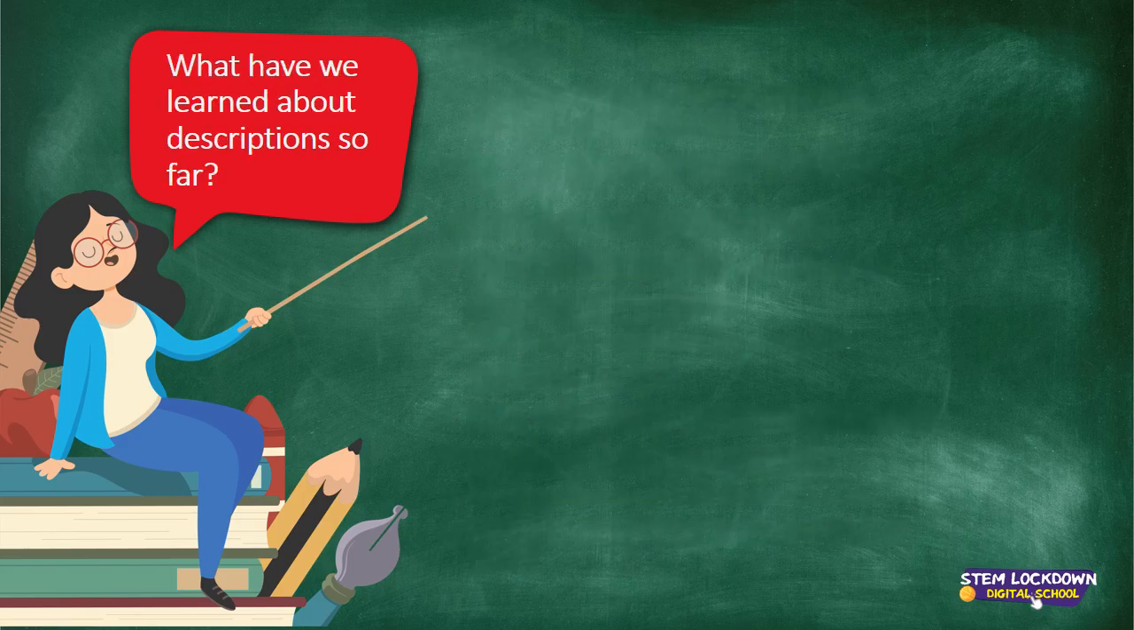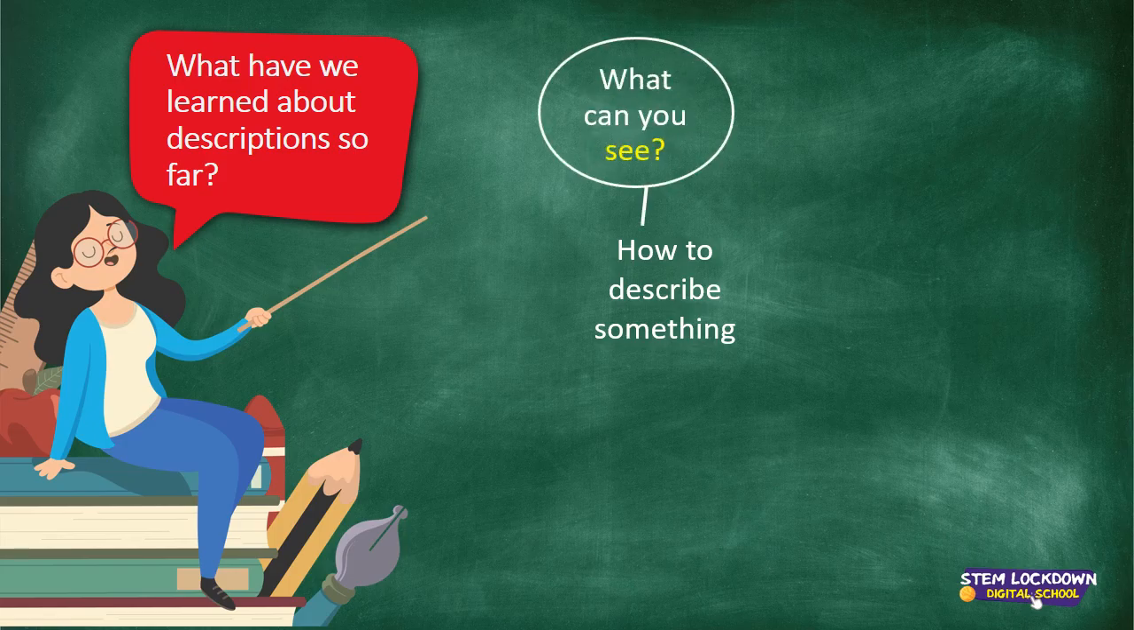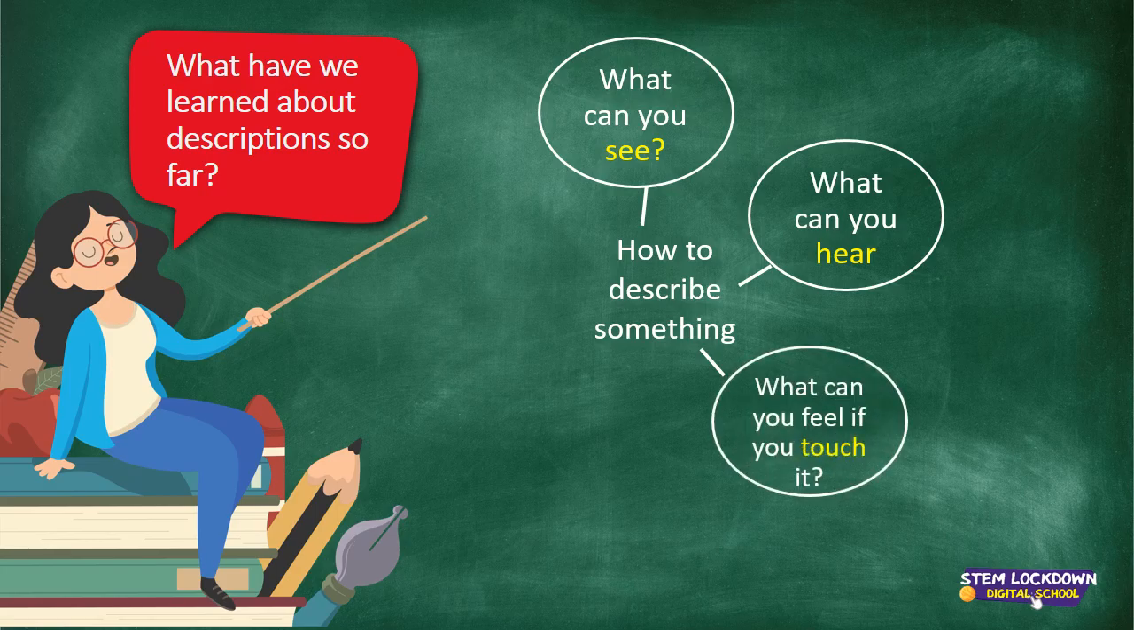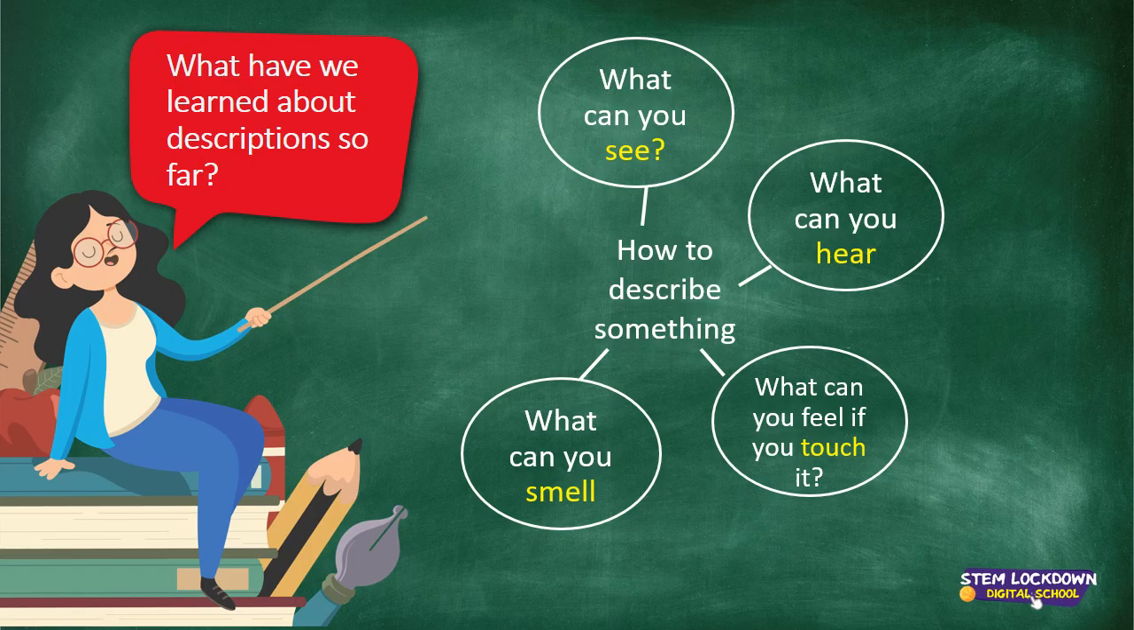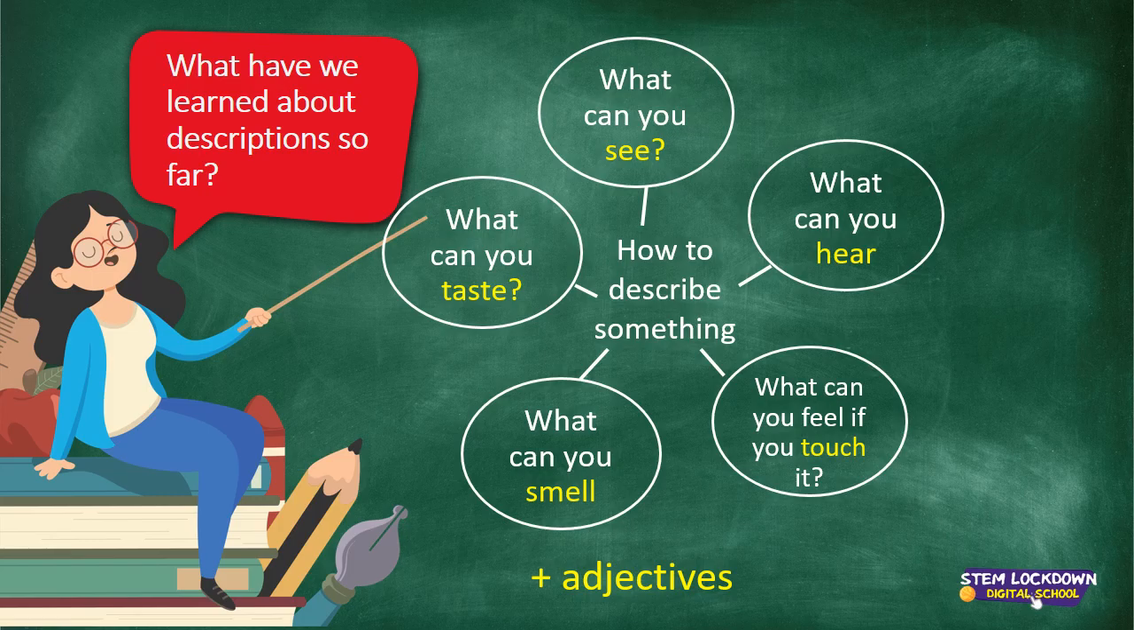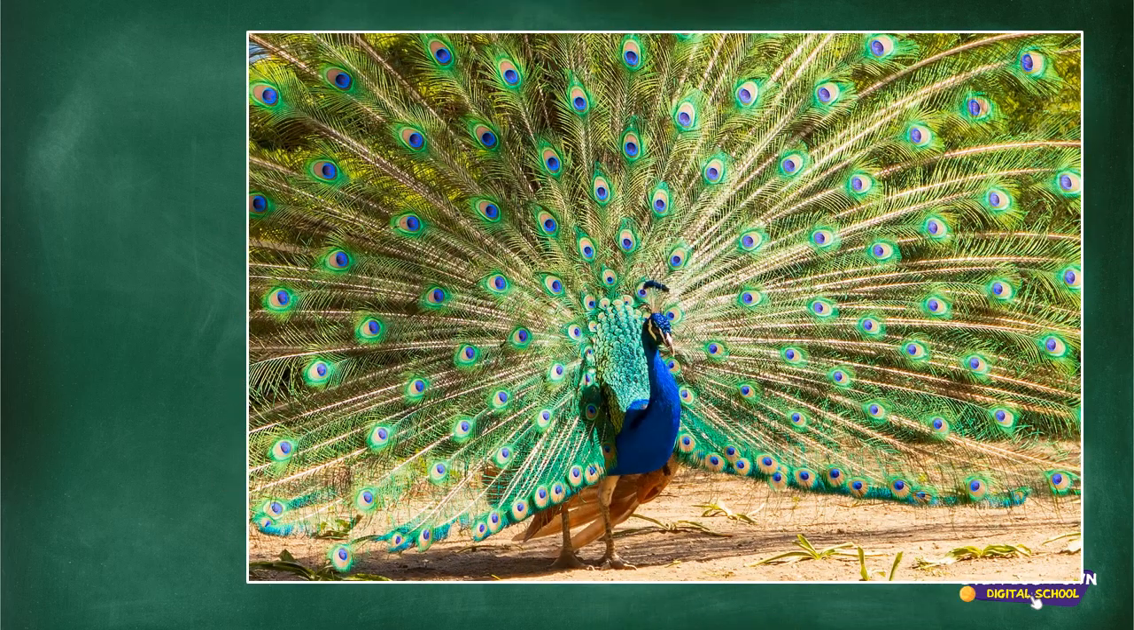Let's review what we have learnt about descriptions in week 3 and 4 so far. When you describe something, it's a good idea to use your 5 senses, right? So you can talk about what you see, what you can hear, what you could feel if you had to touch it, what you can smell or imagine the smell to be like, and what you can taste. And don't forget to use adjectives.